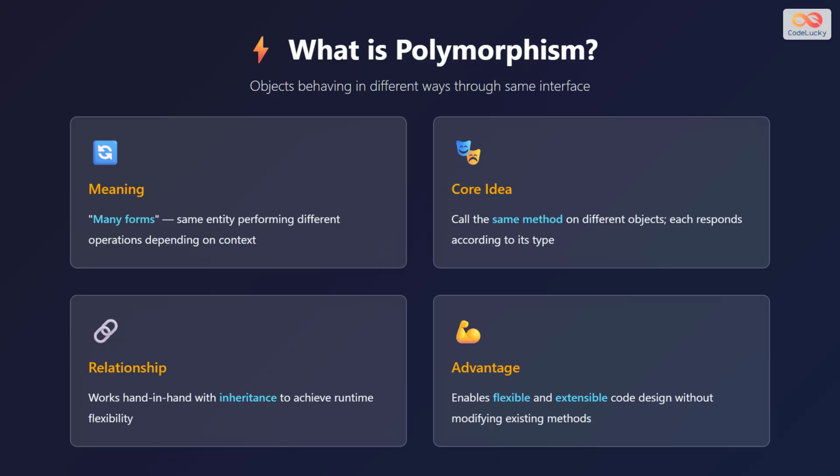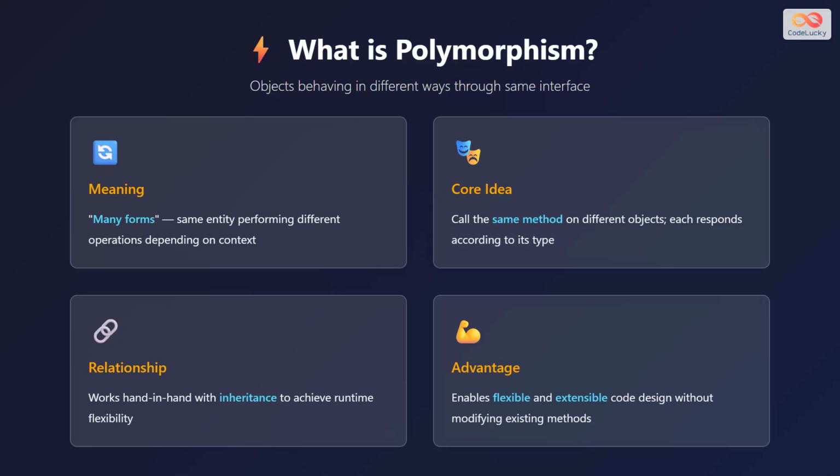Polymorphism means many forms. It's the ability of objects to take on multiple forms or for the same method to behave differently depending on which object calls it. Polymorphism works hand in hand with inheritance to provide runtime flexibility. When you call a method on an object, the correct version of that method executes based on the object's actual type, not just its declared type.